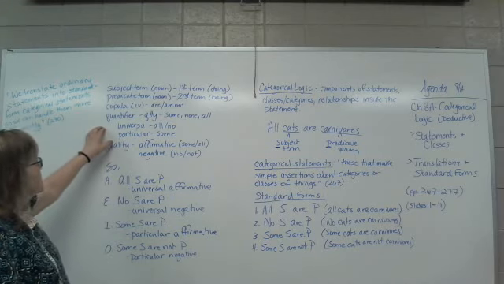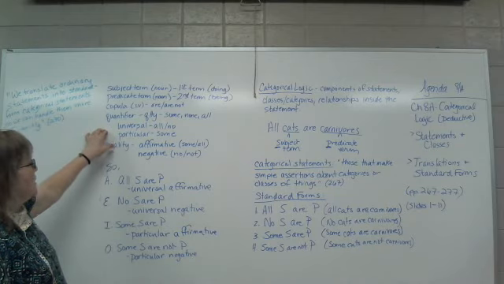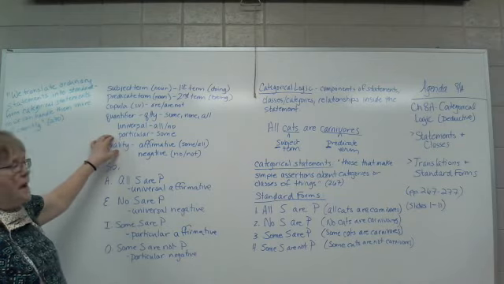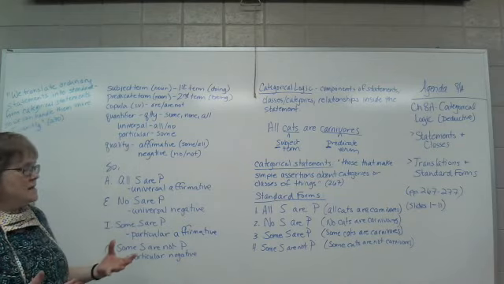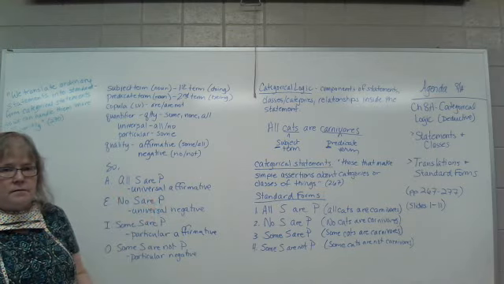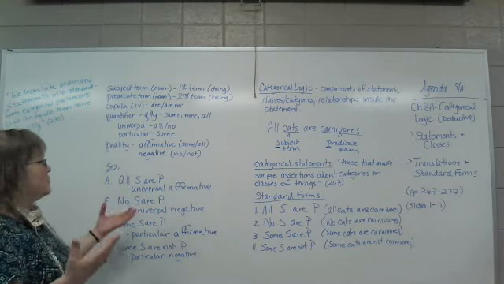If it's a universal, it's an all or no. Particulars are some. And when we get to translating statements and things, anything that is not all or none gets translated as some sort of some. Okay, some means at least one.